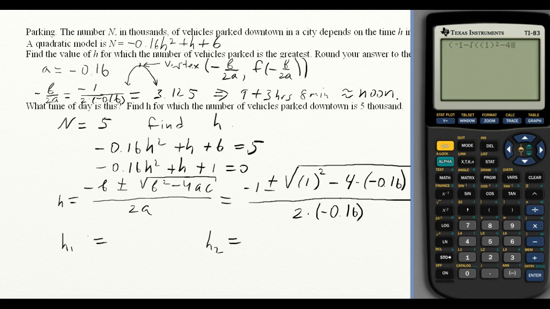Minus 4 times negative 1600 times 1. Now let's start closing parentheses. I'm going to close the parenthesis for the radical, and close the parenthesis for the numerator. Divided by, I'm going to open another set of parentheses. 2 times negative 1600. Close parentheses around the denominator. Press enter.